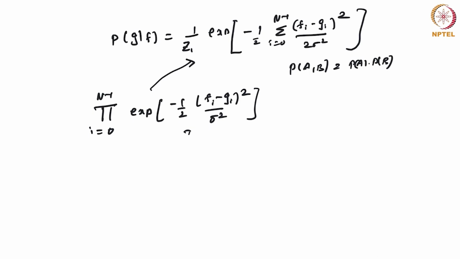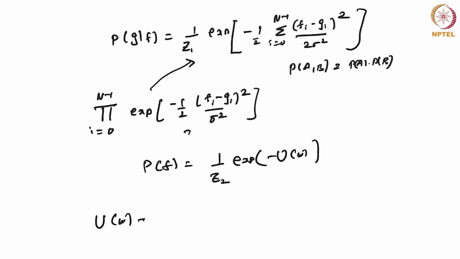The a priori probability is modeled by another exponential distribution. So 1 over Z2, it's not Gaussian, but just an exponential, minus u of omega. This u of omega is often referred to as a potential, a clique potential, or I'll just simply say a potential.